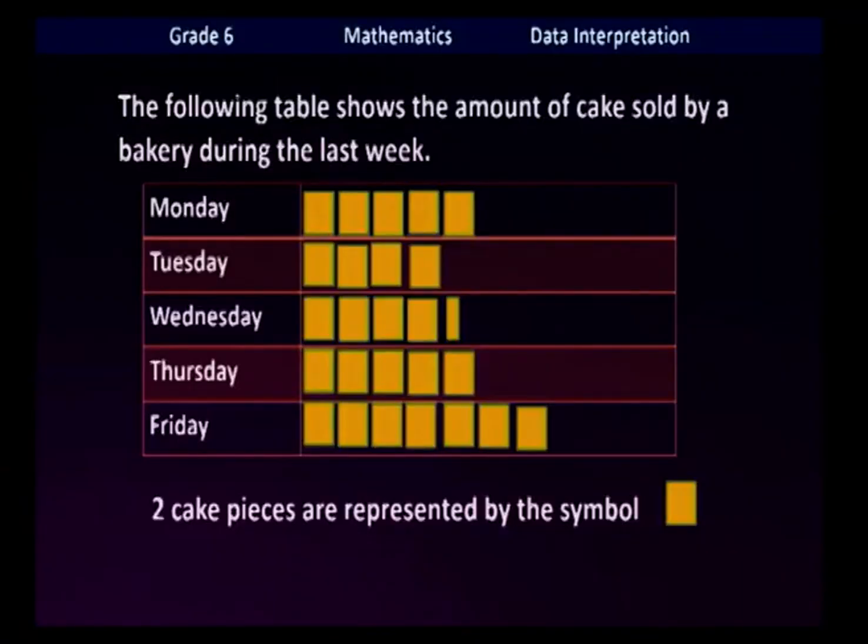51 symbols. Here you can see 25 and a half symbols. Then you have to multiply it by 2 to get the pieces of cake, because that symbol represented 2 cake pieces. Then what is the answer, Shenara? The total number is 51. Yes, very good. That is 51.